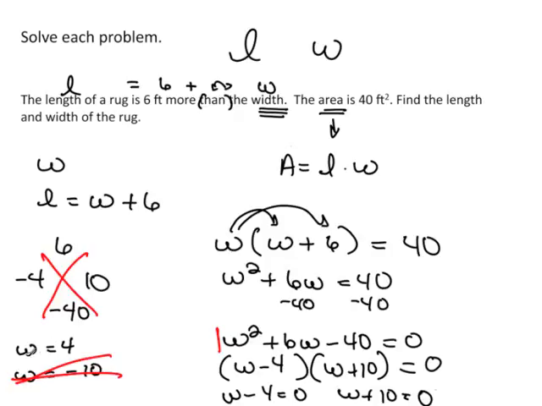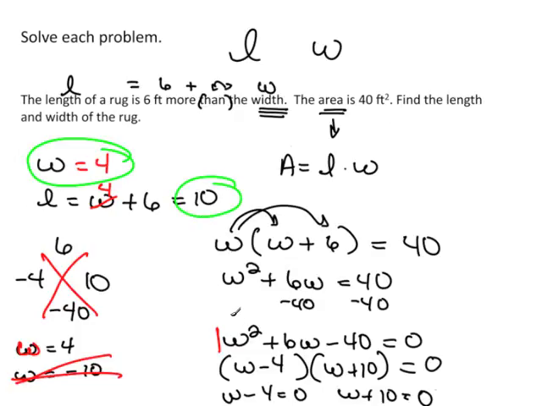So we plug in W in here, and this W here is going to equal 4. When we add 4 plus 6, we get 10. And that's our answer. The width is equal to 4, and our length is equal to 10. So 4 times 10 gives you that 40 feet square.